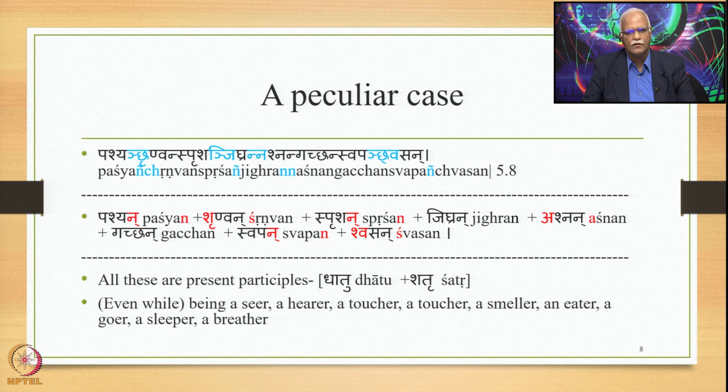Now, let us look at a very peculiar case which is also very difficult to read at one go. This is 5.8, a line, a string consisting of no break. If you have to read this particular line, it will have to be in the following fashion. Pashyan shrunvan sprishan jighran ashnan gachhan svapan shvasan. I repeat, Pashyan shrunvan sprishan jighran ashnan gachhan svapan shvasan.